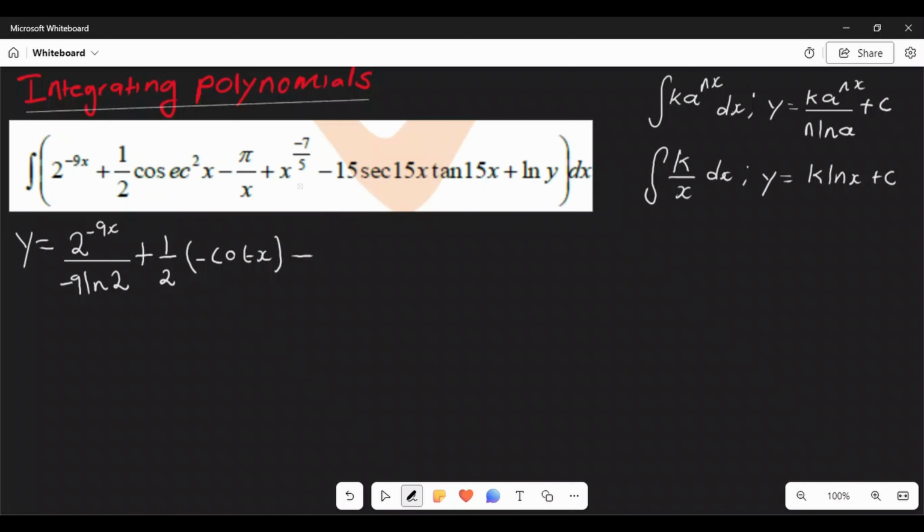So let's just substitute. Our k here in this case is pi, so you're just going to write pi and then natural log, then x. Oh, don't forget, this plus c just basically means that these are indefinite integrals.